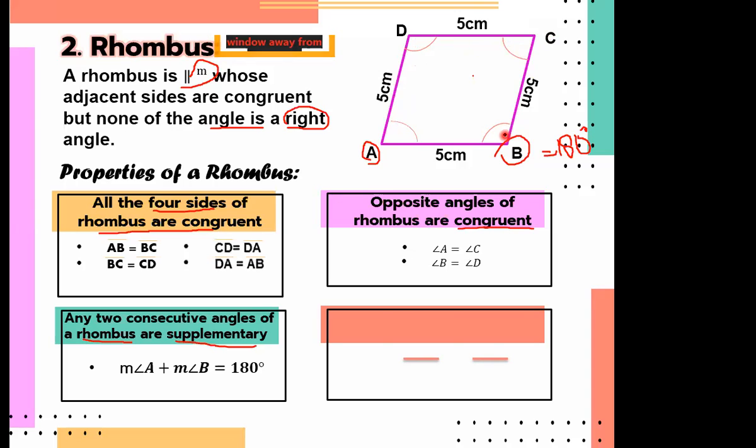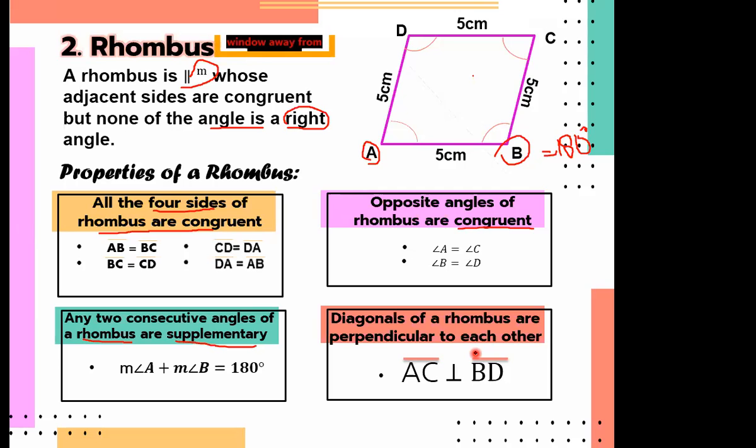Now the last one is: diagonals of a rhombus are perpendicular to each other. Perpendicular means they make an angle of 90 degrees. When two lines intersect in such a way that they make an angle of 90 degrees, you will see that the lines are perpendicular.